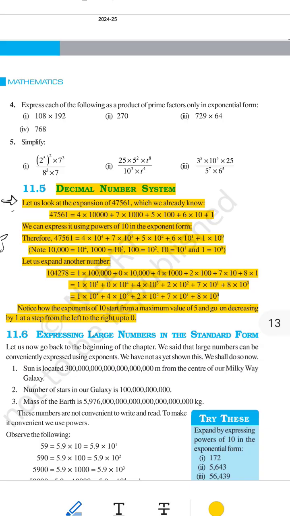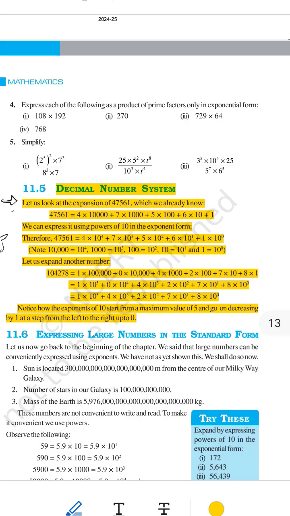47,561 equals 4 times 10,000 plus 7 times 1,000 plus 5 times 100 plus 6 times 10 plus 1 times 1. Now using exponents, 47,561 equals 4 times 10 to the power 4 plus 7 times 10 cubed plus 5 times 10 squared plus 6 times 10 to the power 1 plus 1 times 10 to the power 0. This is called the exponential form using base 10.